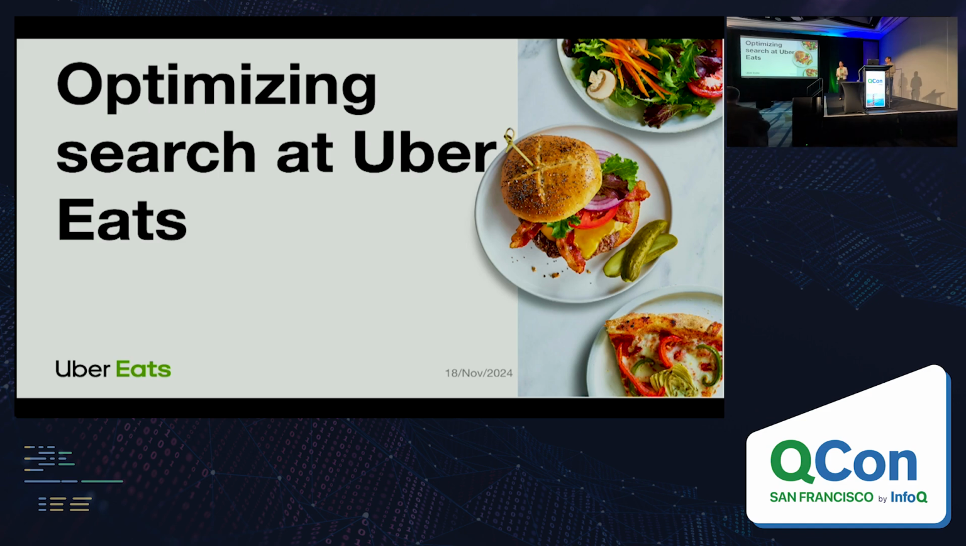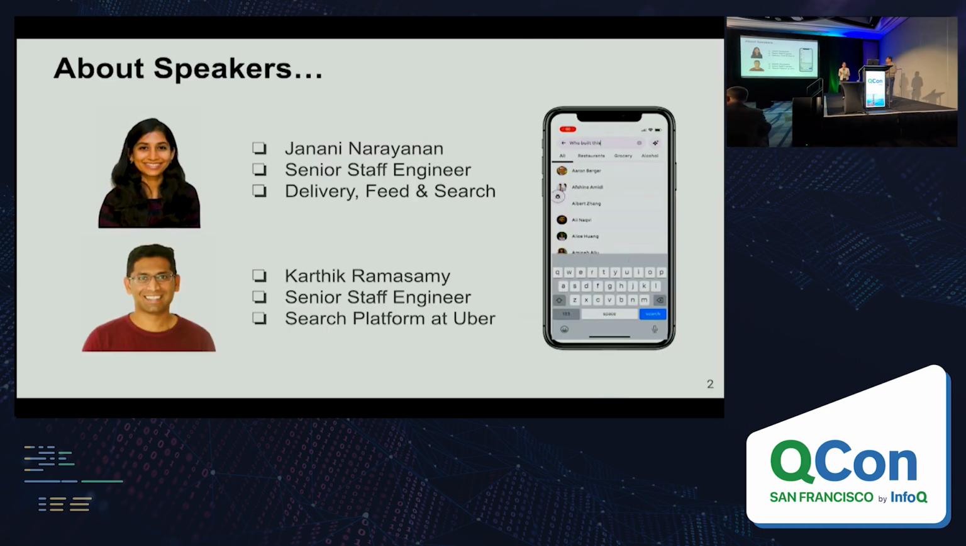So to start with, intro, I'm Janani Narayanan. I'm a senior staff engineer working on search ranking recommendations for the past few years. And we have Karthik here. Hi everyone, I'm Karthik Ramasamy. I'm a senior staff engineer. I work in the search platform team. Our team builds the search solutions that power various search use cases at Uber, including Uber Eats, location search at rides and other things.